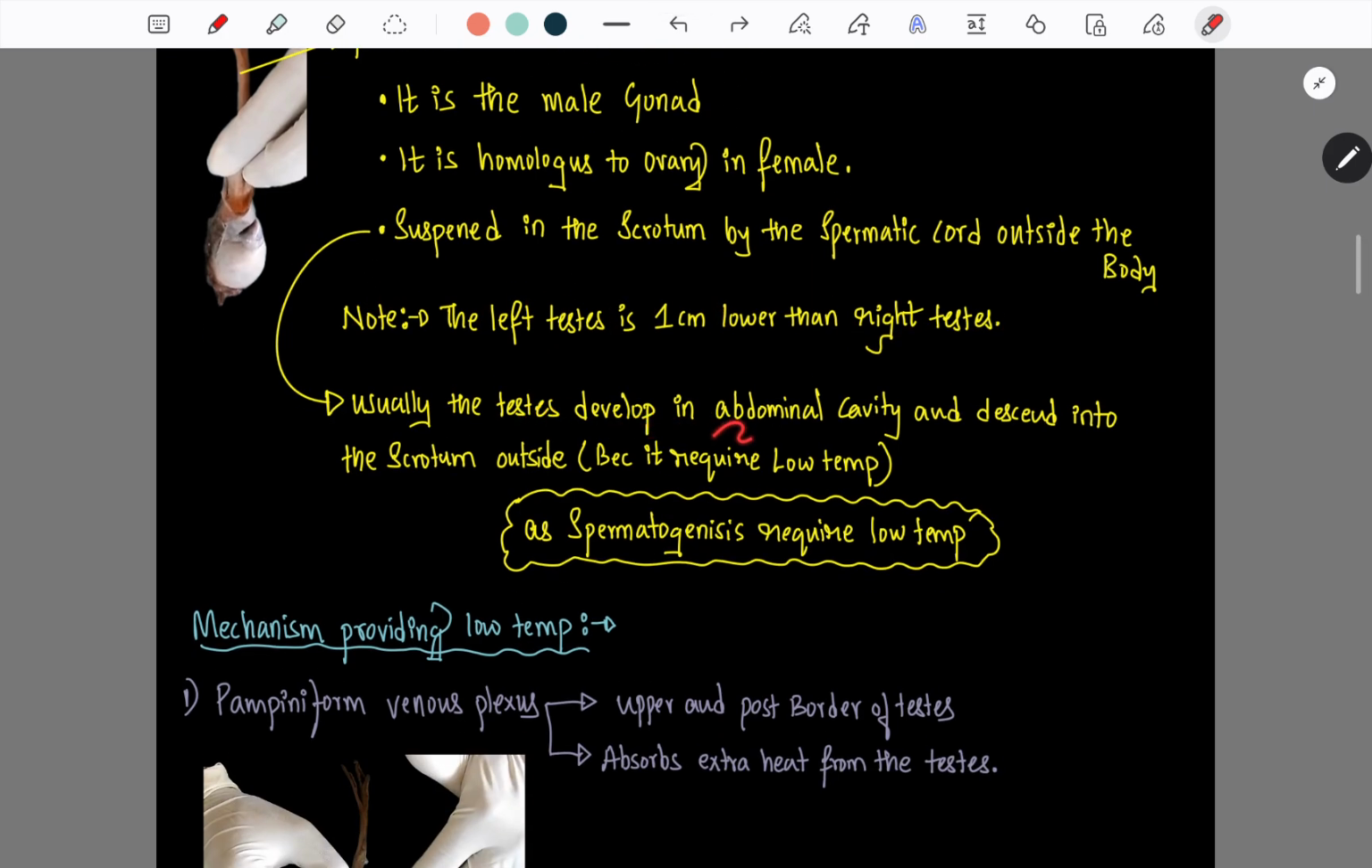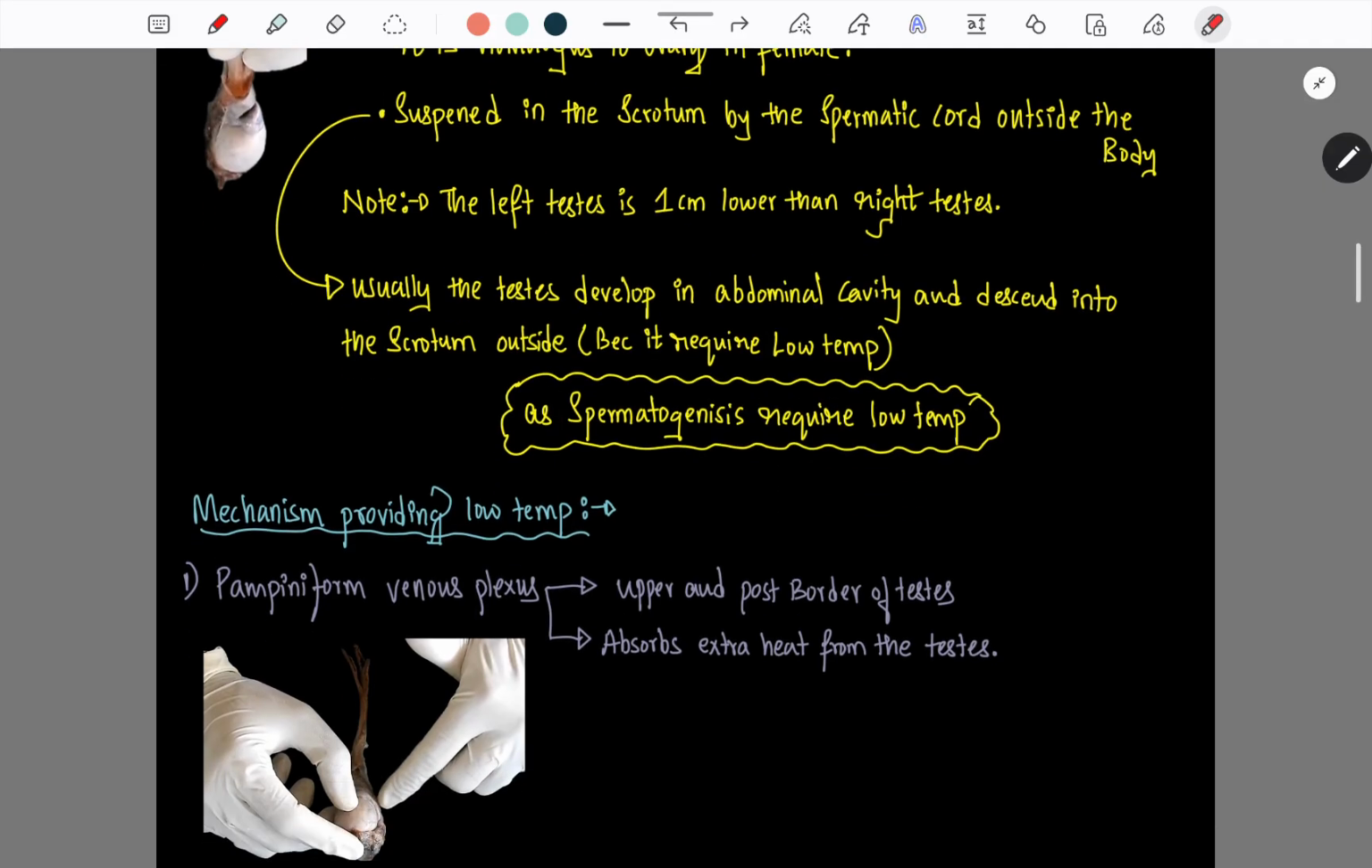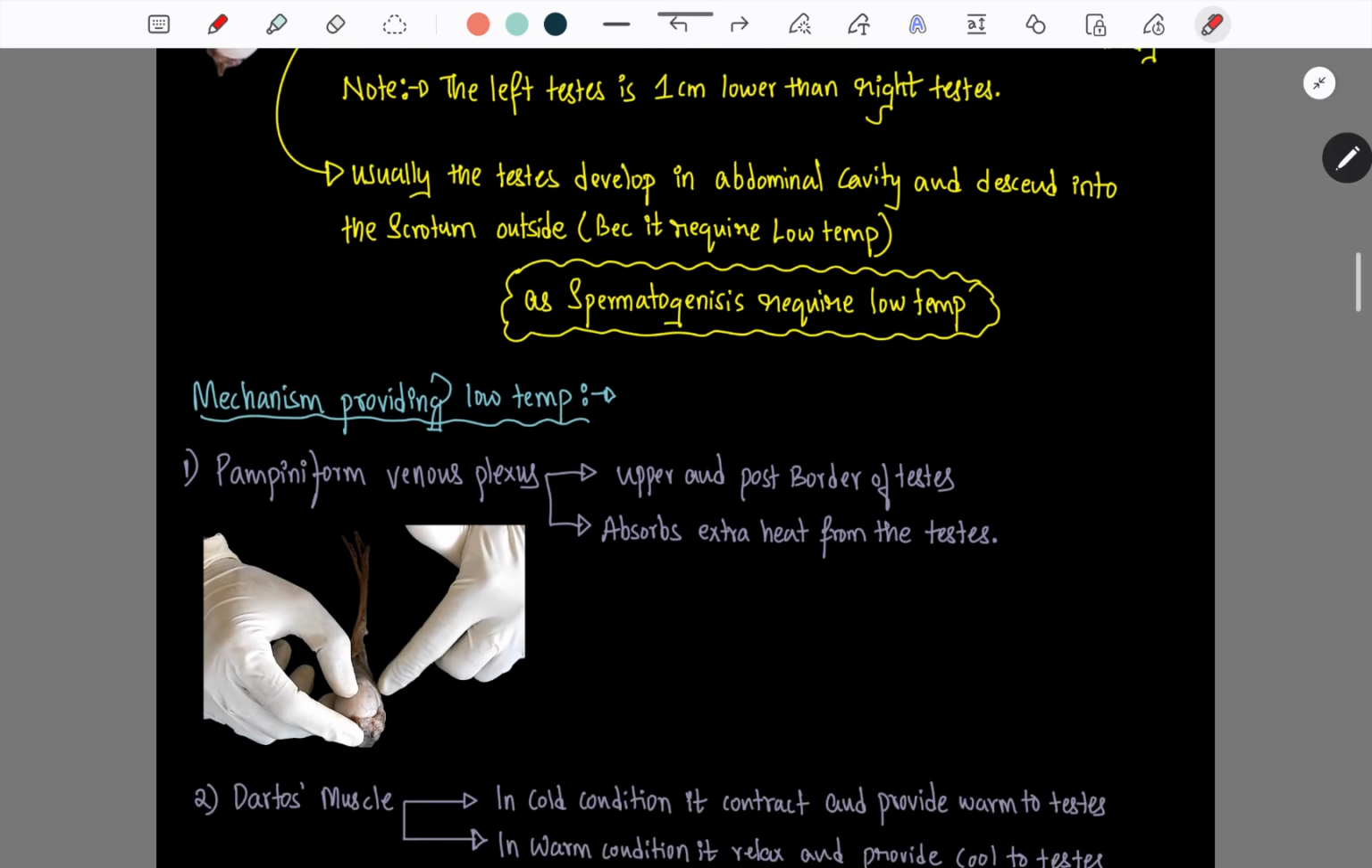Usually the testis develops in the abdominal cavity. In the abdomen it develops and descends by the spermatic cord into the scrotum. Why? Because spermatogenesis requires a lower temperature. This process requires low temperature, so it descends outside the body, which has a temperature less than the body temperature. How it maintains the low temperature, a mechanism is there.